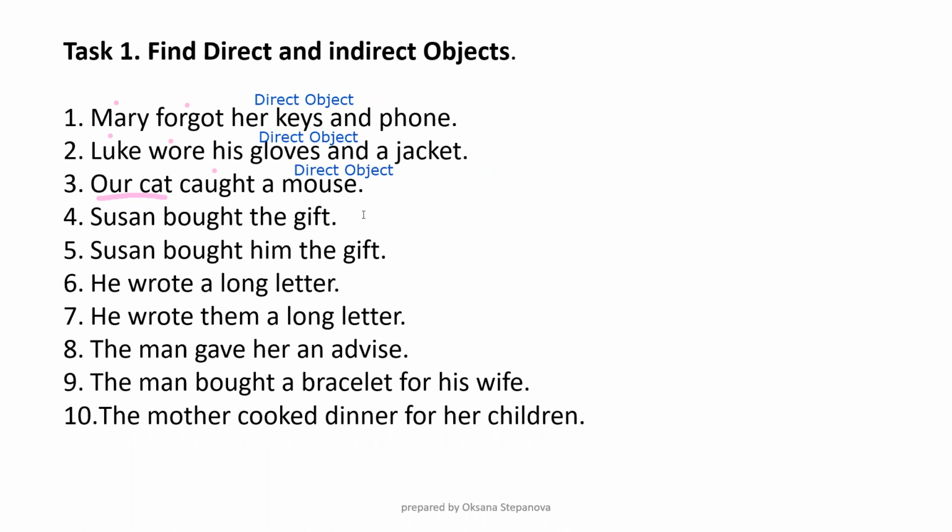Susan bought the gift. And number five, Susan bought him the gift. If you look here, see the difference and just figure out where is the direct object and where is the indirect object. So this sentence doesn't have an indirect object. It has only a direct one, right? She bought what? She bought the gift. So the gift is just the direct object.